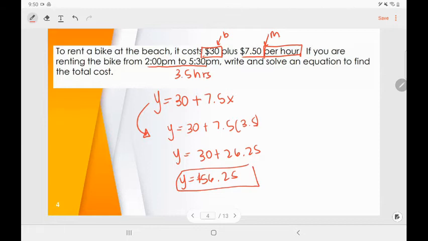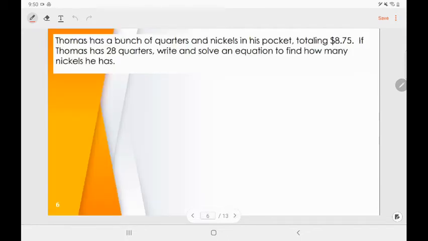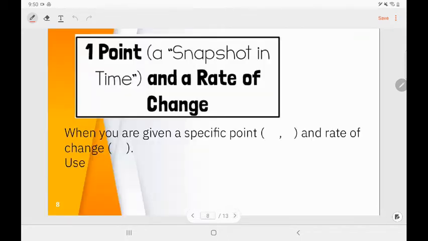All right, so those are examples of when I have a rate and a starting value. Next, I'm going to skip those examples. Let's talk about one point, a snapshot in time, and a rate of change. So again, as I'm reading, I'm going to have a snapshot in time.